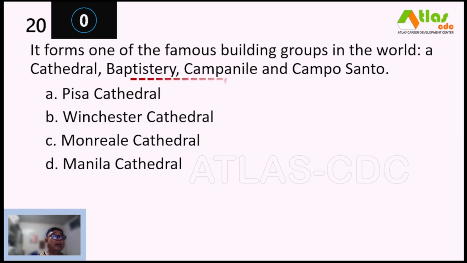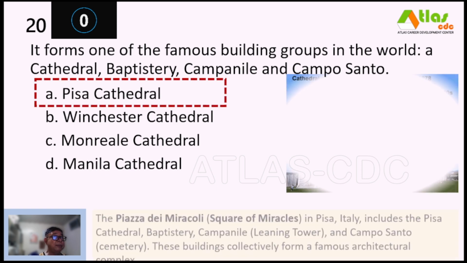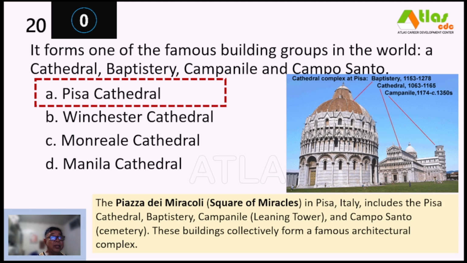And our correct answer is letter A, Pisa Cathedral. So the Piazza dei Miracoli, or Square of Miracles in Pisa, Italy, includes the Pisa Cathedral, this one, the Baptistery, and the Campanile, or the Leaning Tower, and the Camposanto, or the Cemetery. These buildings collectively form a famous architectural complex.